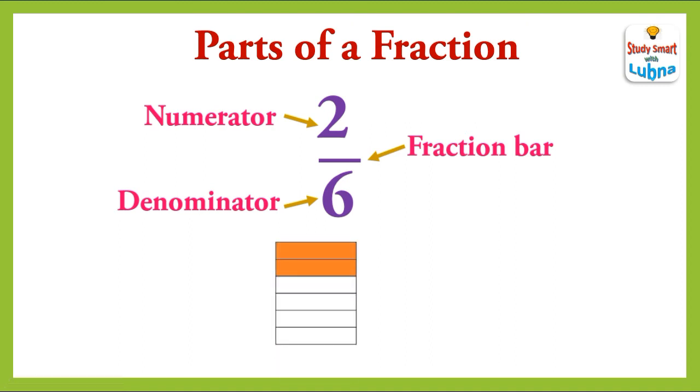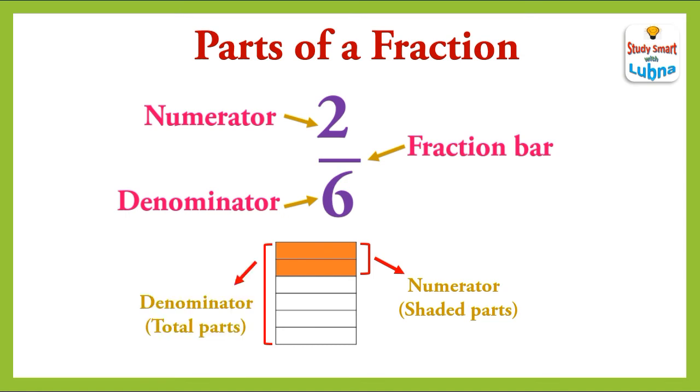Let's learn from an example. Here you can see we have a figure. In this figure the total parts are 1, 2, 3, 4, 5, 6 and the colored or shaded parts are 2. So what is the numerator here? The numerator is the colored or shaded parts and the denominator is the total parts. When we write them in the form of a fraction, we will write them as 2 upon 6.